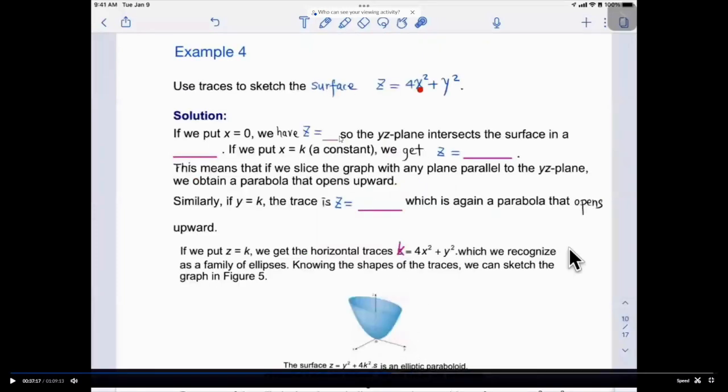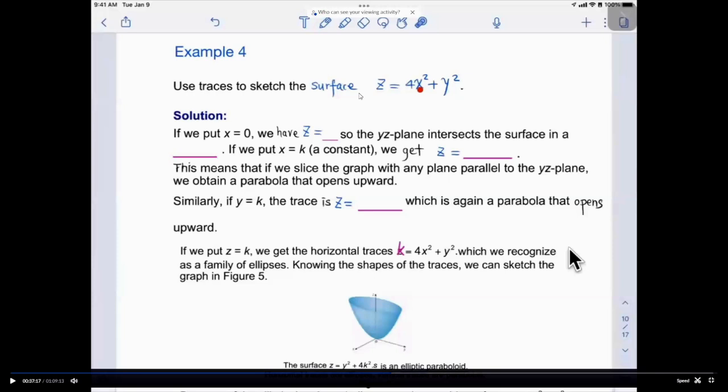Okay, let's look at the next example. We're going to use the traces to sketch this surface. First of all, I'm going to ask you, is this a cylinder? It's not a cylinder, right? x, y, and z are all present. But is it a quadratic surface? Yes. It's an equation of degree 2. It's a quadratic surface, but it's not a cylinder.